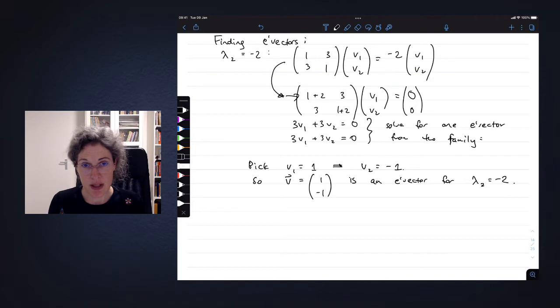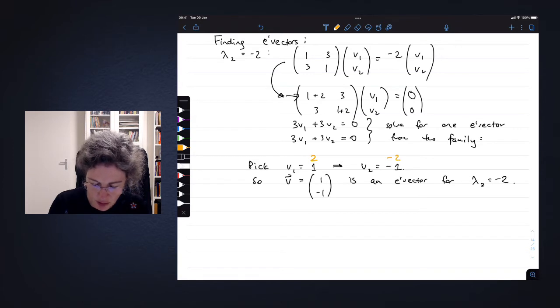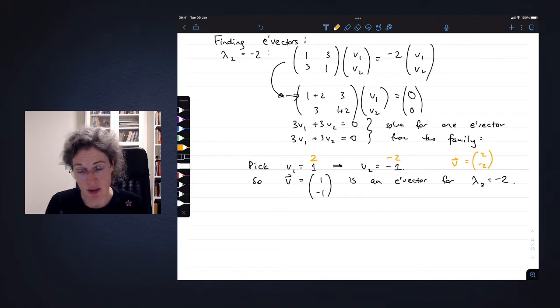But there's no particular reason you had to pick 1, so you could also have picked 2, in which case you would have got v2 is minus 2, and then v equal to 2, minus 2 is also an eigenvector. But the key thing here is just having one vector that is definitely an eigenvector. And so you will have solutions that look different but might actually be the same.